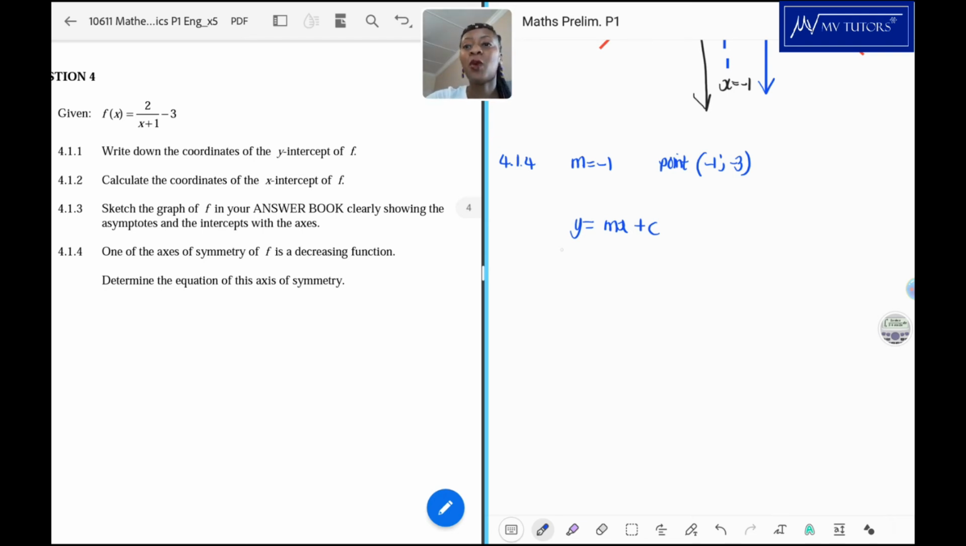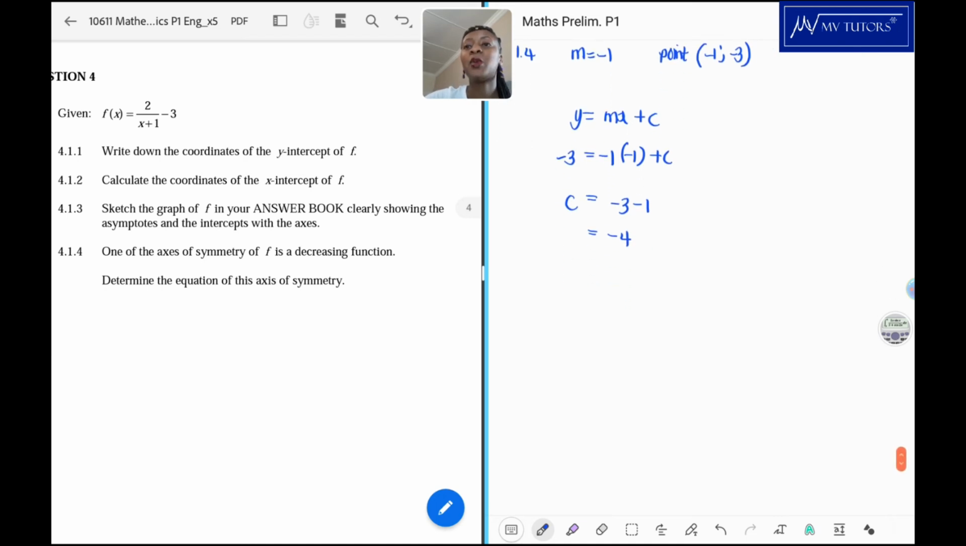So in the place of y, I put the -3. In the place of m, I have -1. In the place of x, I also have -1. And then I'm going to determine what c is. So I have -3, and then -1 times -1 is +1. If I take +1 to the other side, it's negative. Okay, so then ultimately c is -4.